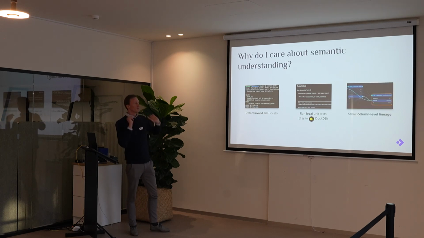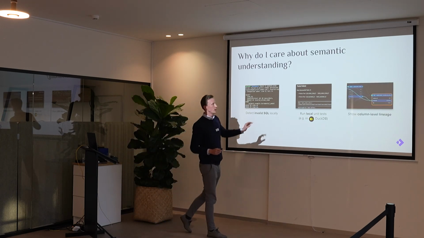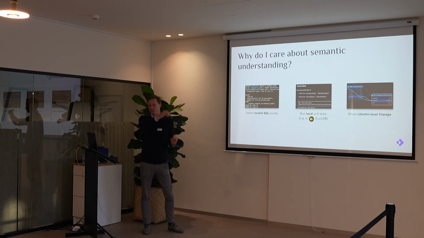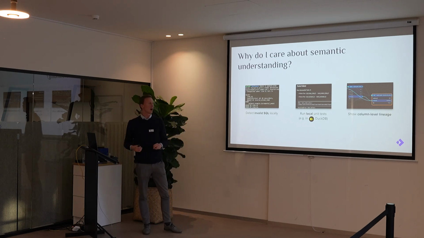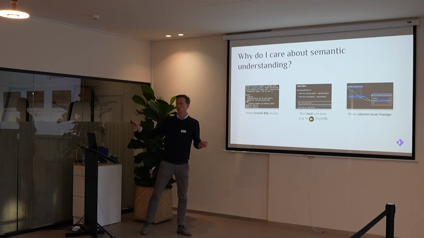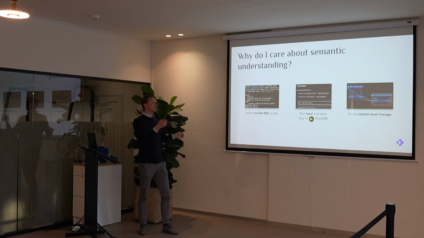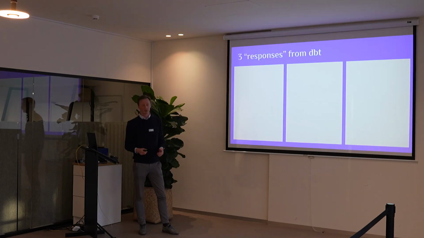But the last one is column-level lineage. So it understands how the input is transformed into the output. It can then also visualize that column-level lineage. Right? So those are three features being brought by semantic understanding.